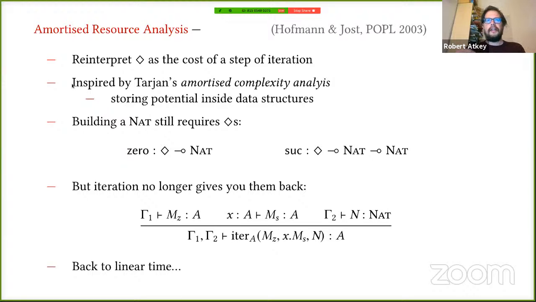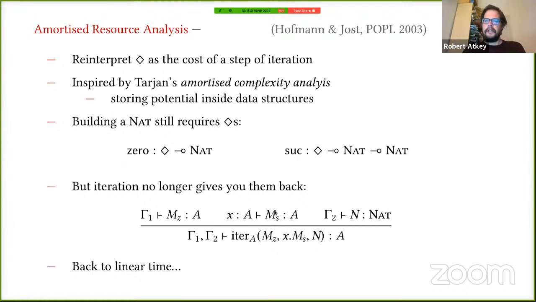So the idea is that these diamonds are stored within data structures, and when you examine the data structures, they reveal diamonds to you. And these diamonds are then used to perform computations on those data structures. So in the most basic system, building a NAT still requires you to give some diamonds. So we have to pay for 0 and successor, but iteration no longer gives you them back. So the iterator now just has a base case, you don't get a diamond, and you get a step case, you don't get a diamond.